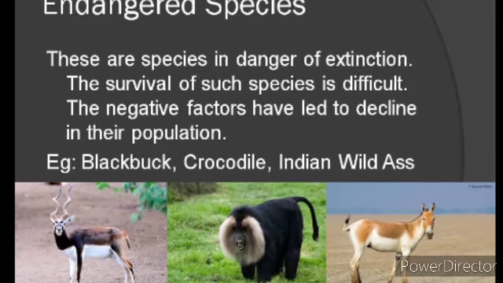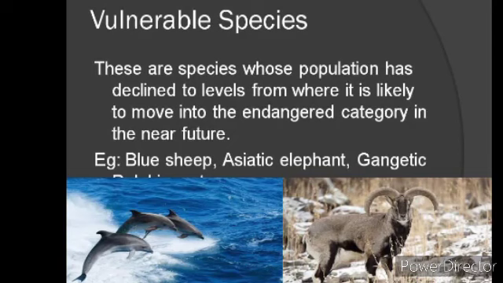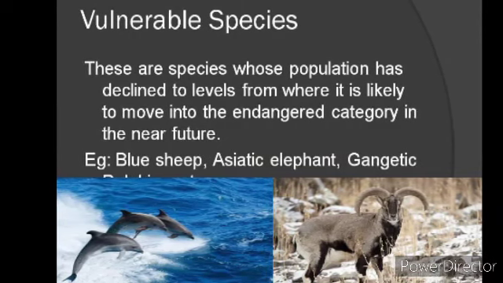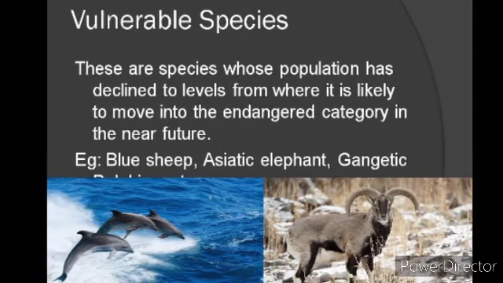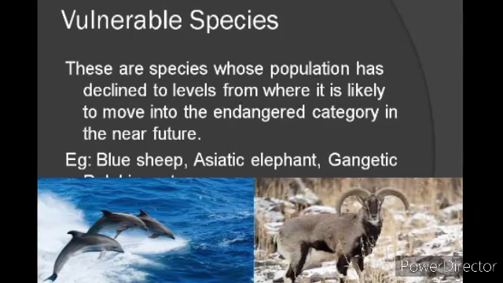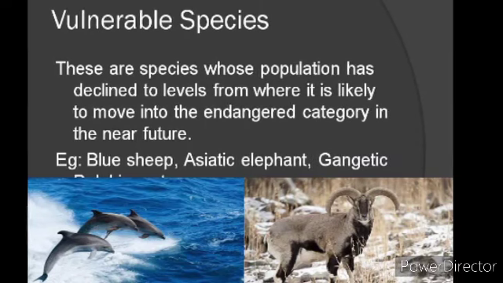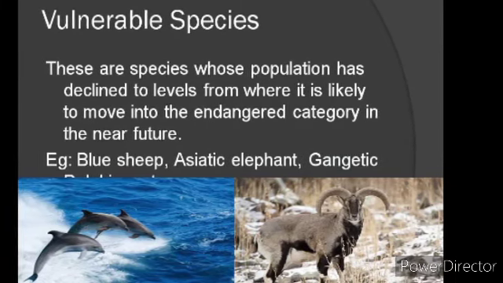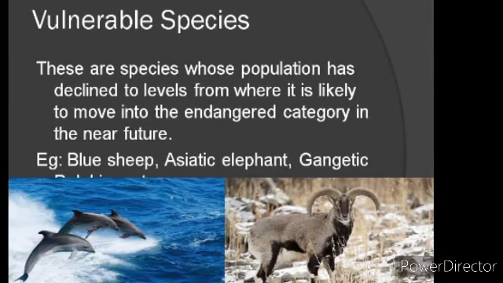Next one is vulnerable species. These are species whose population has declined to levels from where it is likely to move into the endangered category in the near future if the negative factors continue to operate. Therefore these are animals that may move to the endangered section and finally become extinct. The examples of such species are blue sheep, Asiatic elephant, gangetic dolphin, etc.